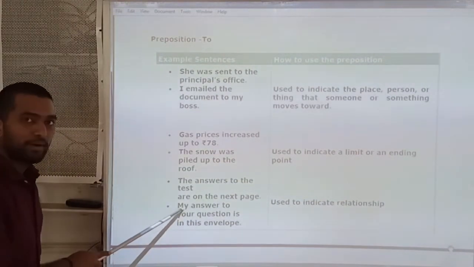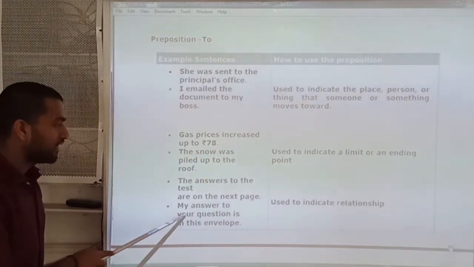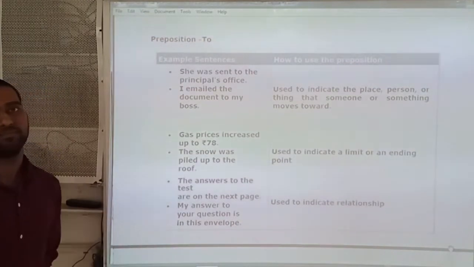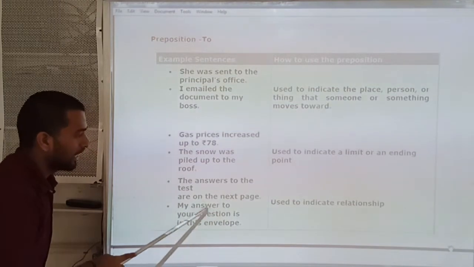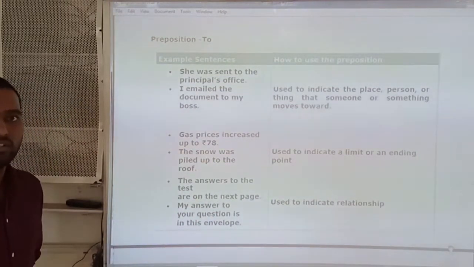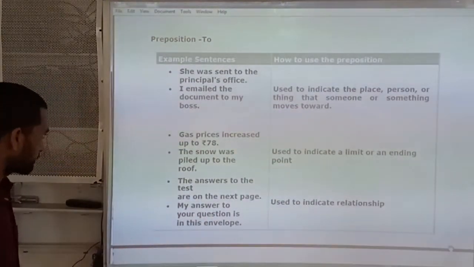Next example, my answer to your question is in this envelope. See here, my answer as well as your question has a relationship. Okay.